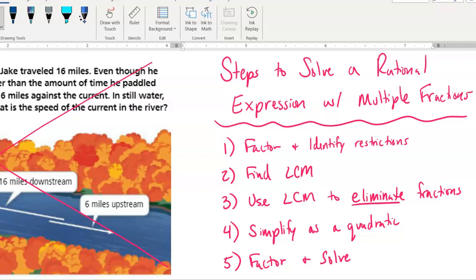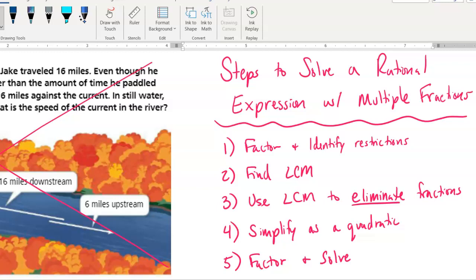All right. In this video, we're going to learn how to solve more rational equations, and these are going to be equations where we have multiple fractions or multiple denominators. The previous examples that we just did had a single denominator. Well, this is going to have multiple denominators. So there's going to be more of a process to use here.